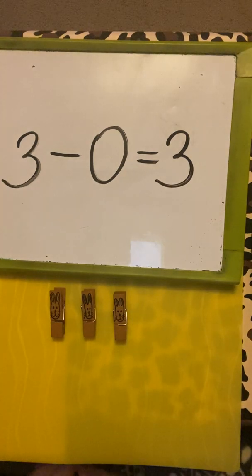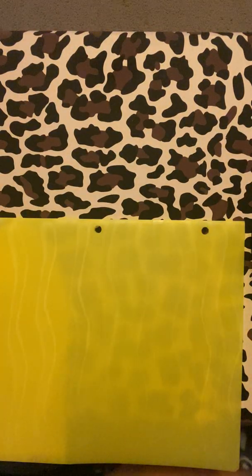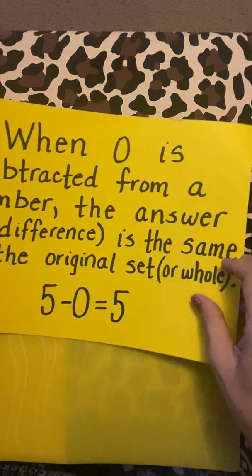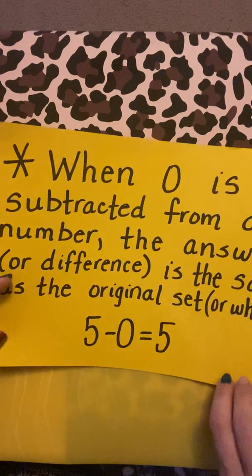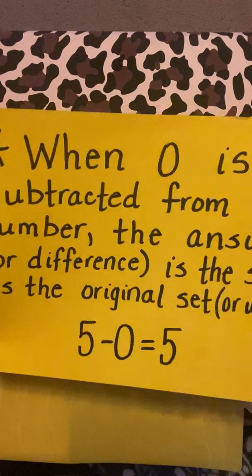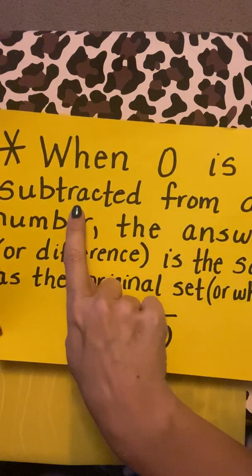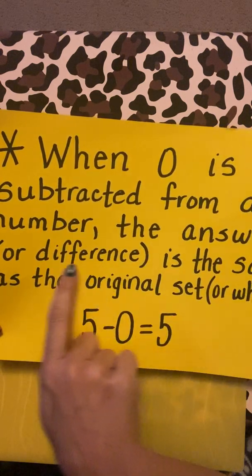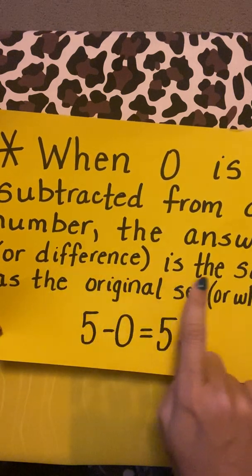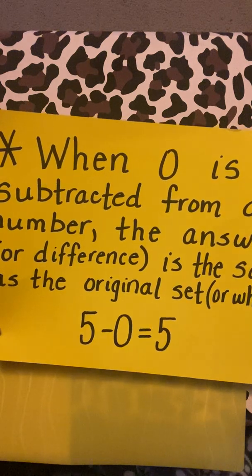Okay? So, I want to show you a rule, and it's a pretty easy one. It's one that we've gone over before. But look at this. All right. So this rule, if you can't see it all, I'll read it to you, says that when 0 is subtracted from a number, the answer or difference, that's a big vocabulary word you're going to hear in math, is the same as the original set or whole. Okay, so let me explain what this means.